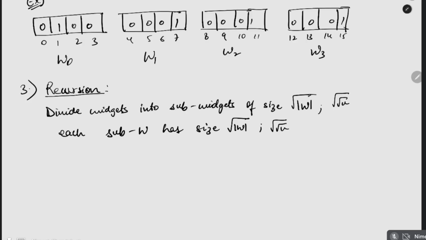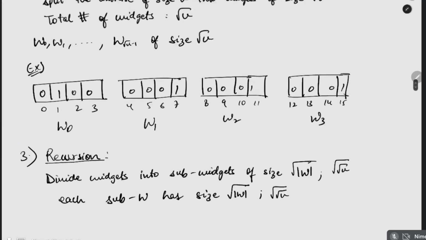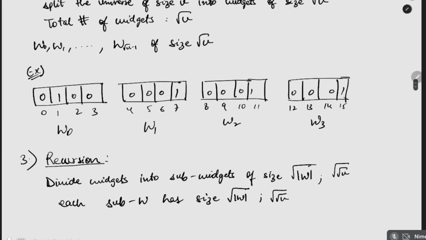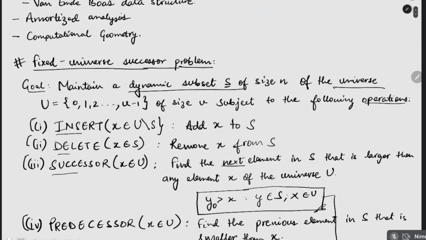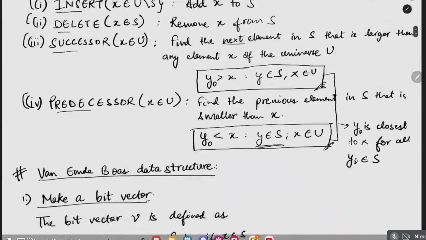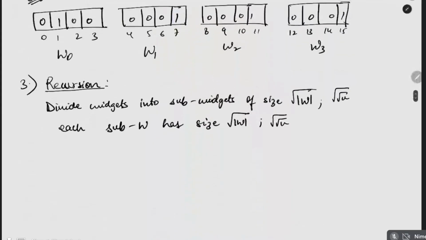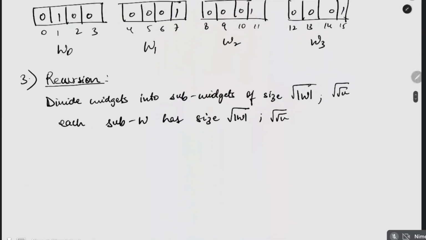This is primarily the main idea behind the Van Emde Boas data structure, that we keep dividing these into subwidgets, first widgets, then subwidgets, then again subwidgets. And in that recursion, we make the operations that we have defined, insertion, deletion, successor, and predecessor finding. We keep making them more efficient by trying to reduce the recursive calls. This is the main idea of this data structure.